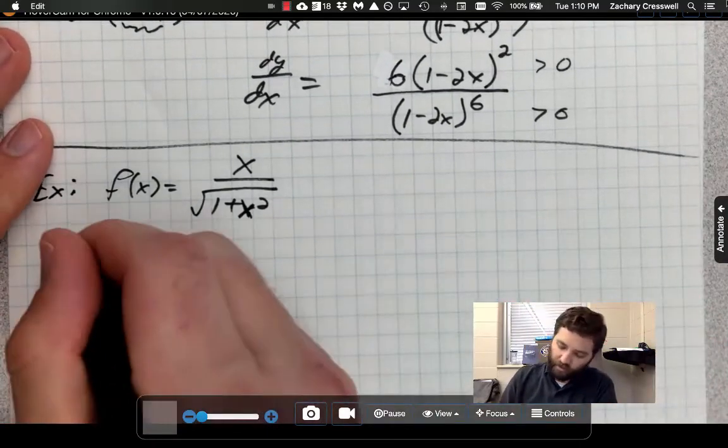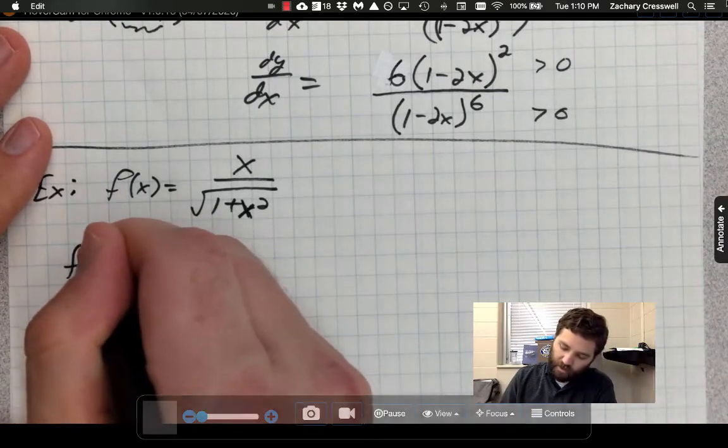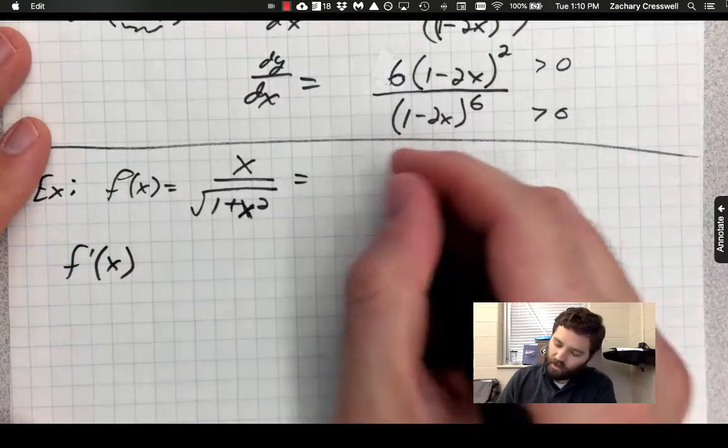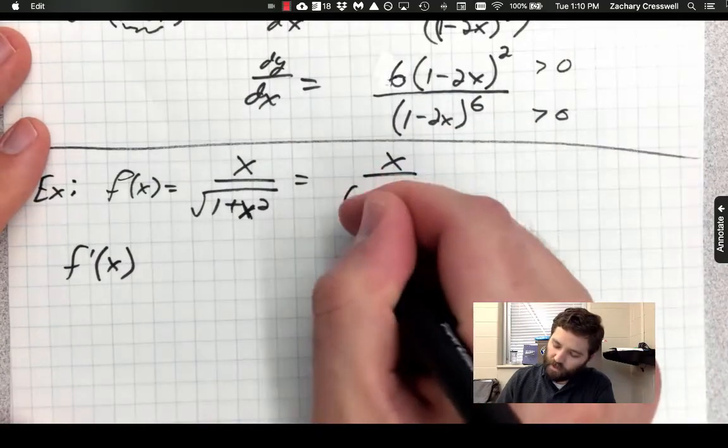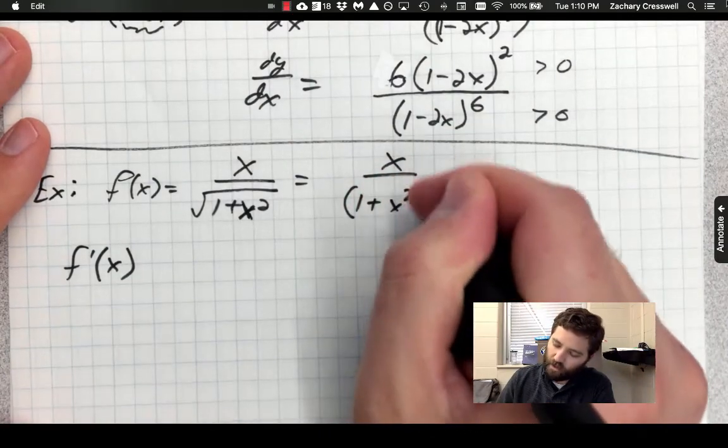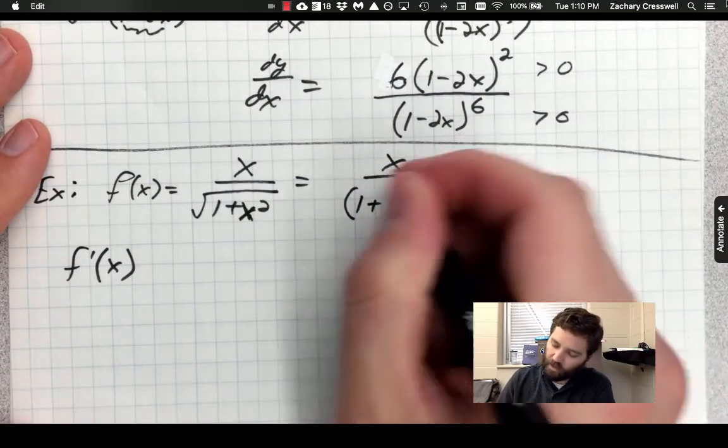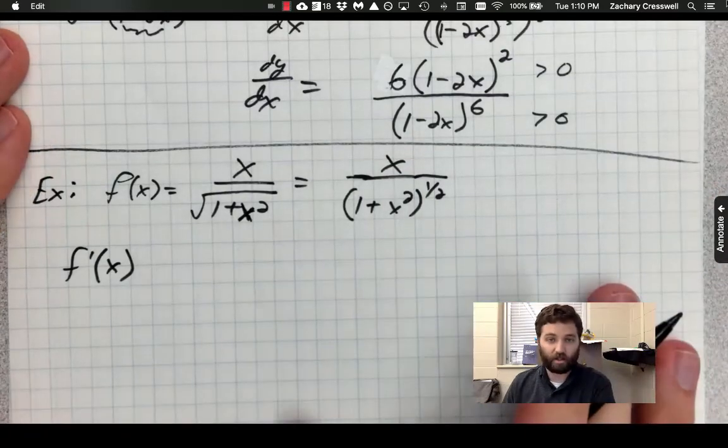Hopefully you paused. We're going to look at f prime of x and see how this goes. First of all, I'm going to change this to (1 plus x squared) to the 1/2. If you were completely stumped and you didn't change it, you might change it now and try it.